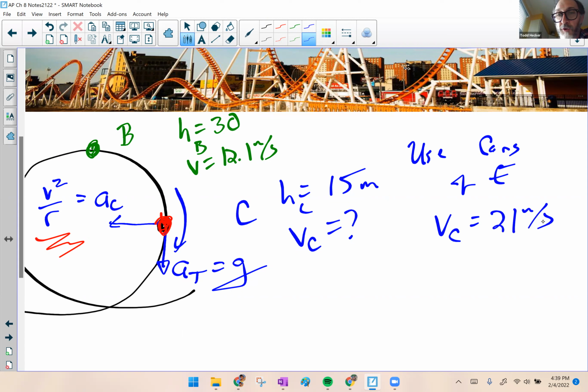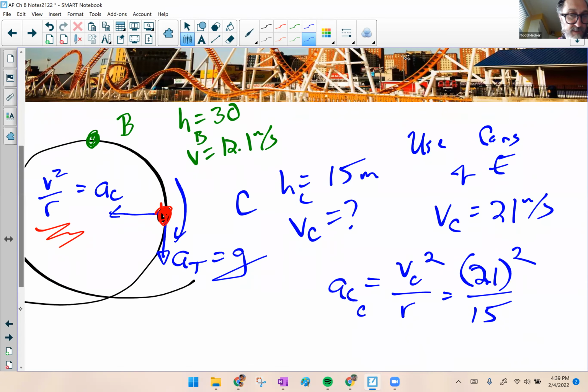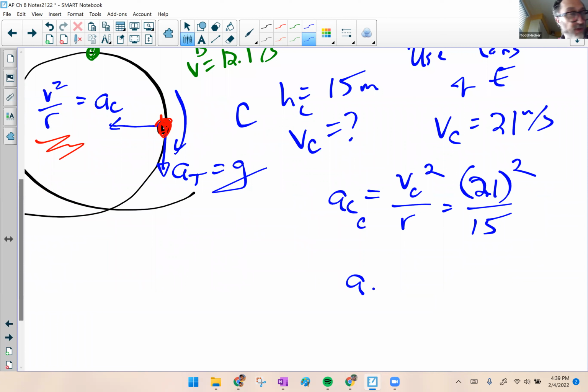So now we can find our centripetal acceleration. I shouldn't have used point C, but I guess it doesn't matter. Our centripetal acceleration at point C is the velocity at point C squared over the radius. So 21 squared over our radius, and you'll find that the centripetal acceleration turns out to be 29.4 meters per second squared.